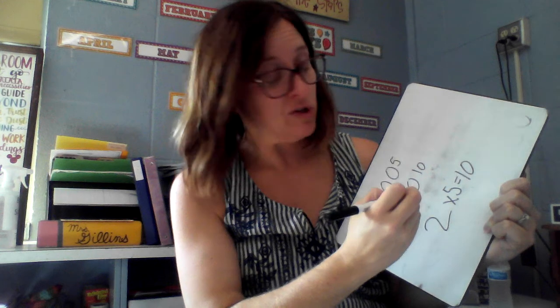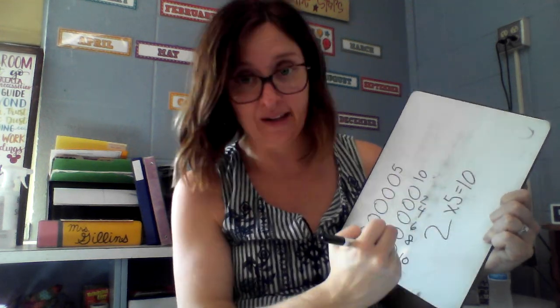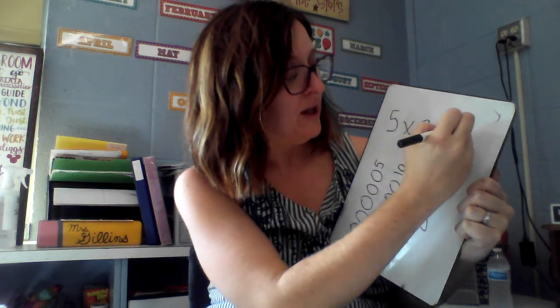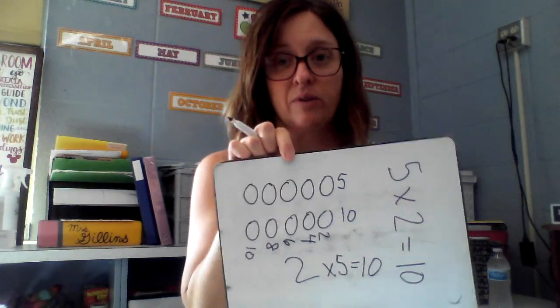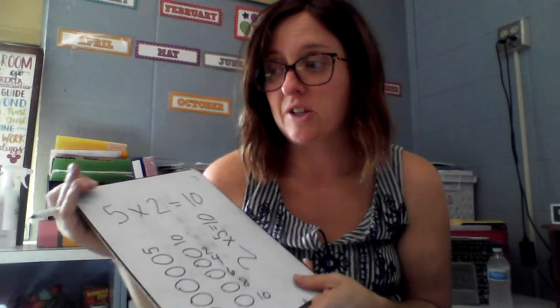So I can skip count by 2's. 2, 4, 6, 8, 10. I have 5 rows of 2, and it equals 10. 2 times 5 equals 10. 5 times 2 equals 10. Didn't change anything else. I just changed the order. So in multiplication with that commutative property, the numbers can change the order. The factors can change order, but it does not change the answer.